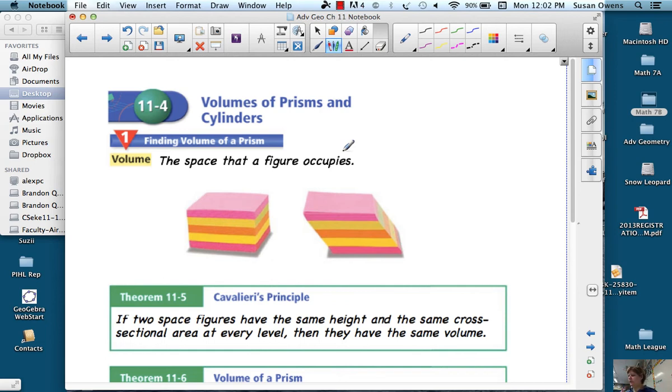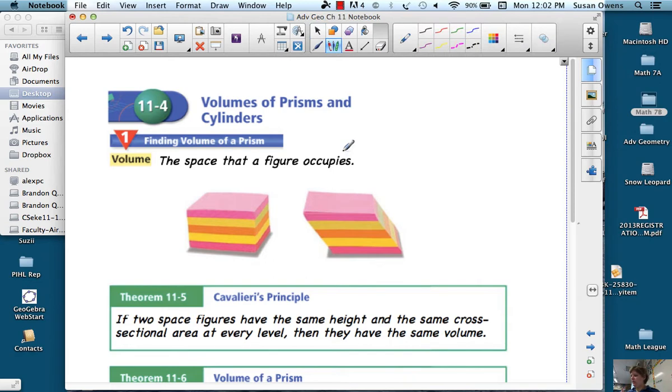Today's video is for Advanced Geometry Chapter 11, Section 4, Volumes of Prisms and Cylinders. I think the volume sections are easier than the surface area, so we will do sections 11.4 and 11.5 together, and they are very much related.